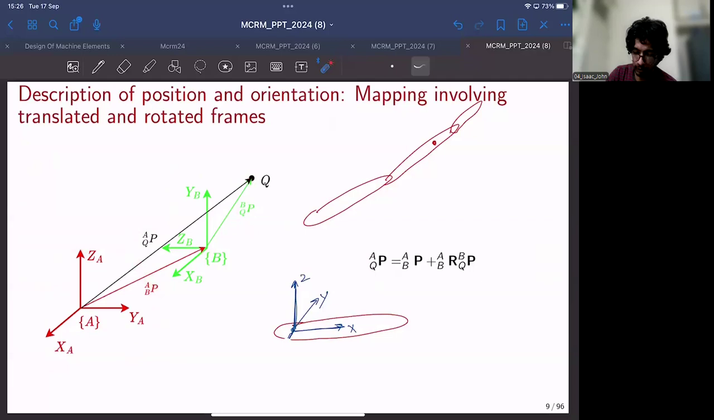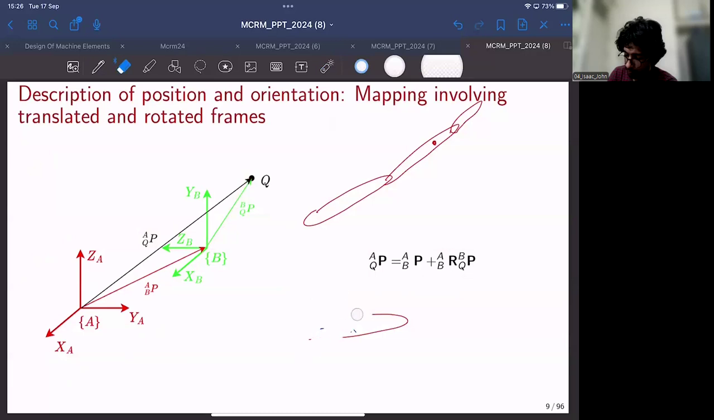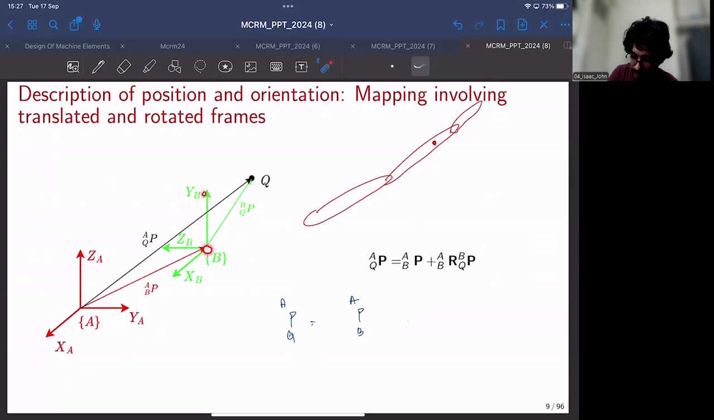Knowing that we know the orientation between frame B and frame A, and also the position between frame B and frame A, how do we map this vector to this vector? That is what I have written over here. This is nothing but a vector addition. If I write out this vector addition, you get the position vector of Q with respect to A is the position vector of B with respect to A, where B is the origin of this frame of reference. So this vector is nothing but this vector plus this vector.